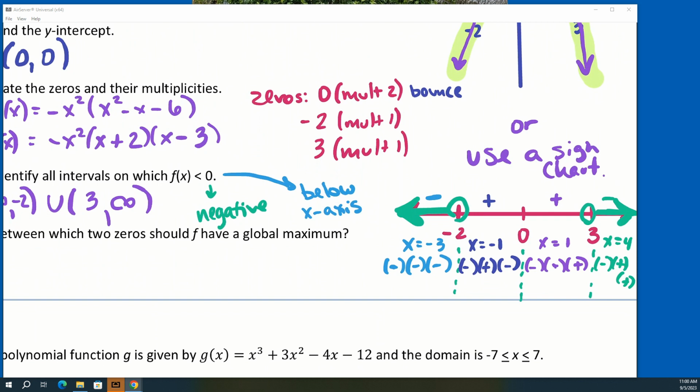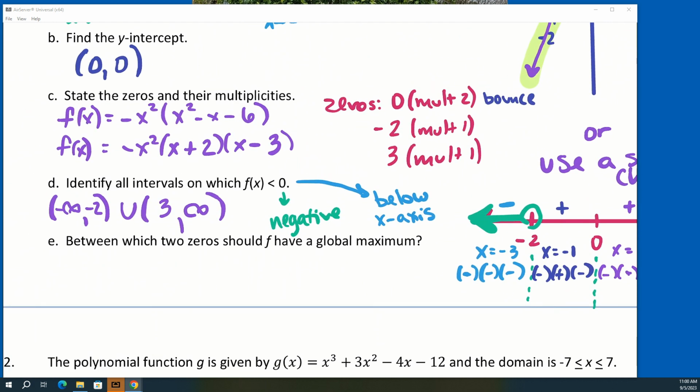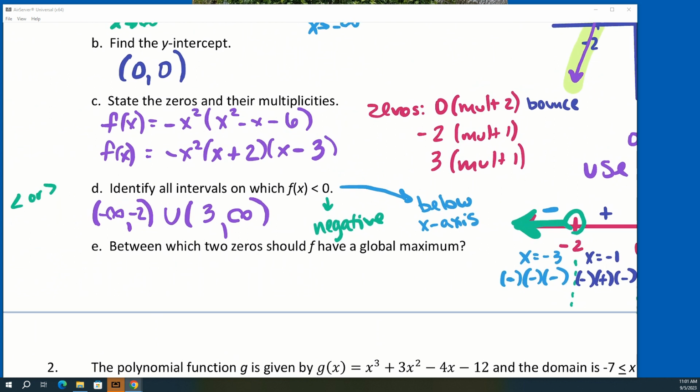So it's up to you. Why did I use parentheses instead of brackets on my solution? Why are these parentheses and not brackets? There's a reason. The line doesn't end. Well, the infinity and negative infinities have to be parentheses no matter what. But the reason why the -2 and 3 have parentheses is because this didn't have an or equal to. So keep that in mind. If it's less than or greater than, use parentheses. And then if I have the or equal to, you're going to use the brackets.